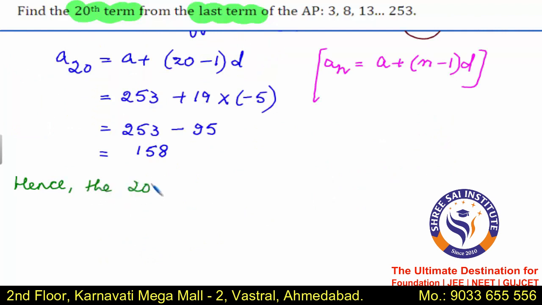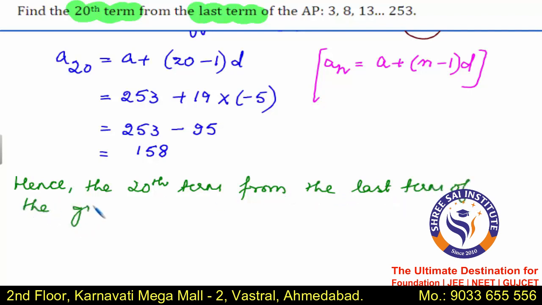Hence, the 20th term from the last term of the given AP 3, 8, 13 and so on up to 253 is 158. So this completes the solution.